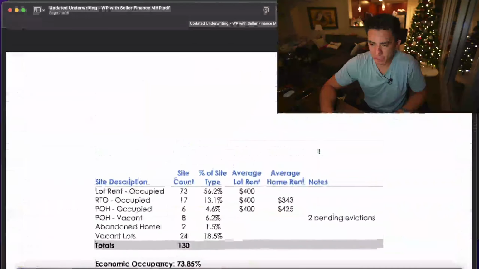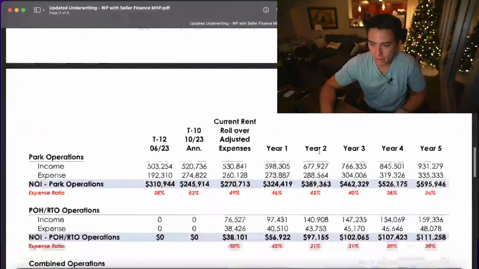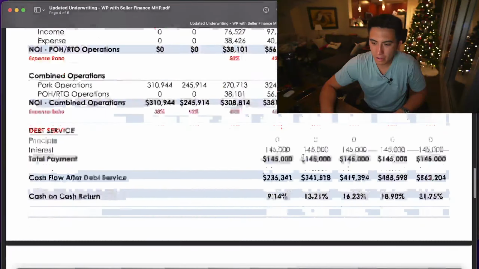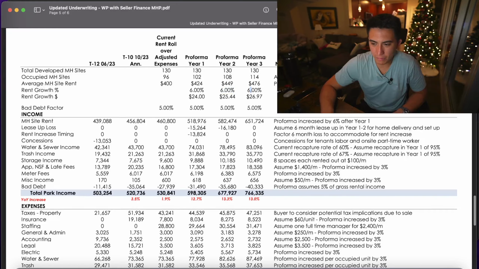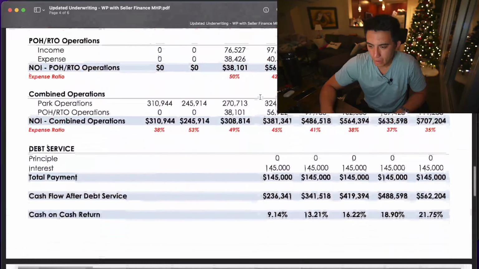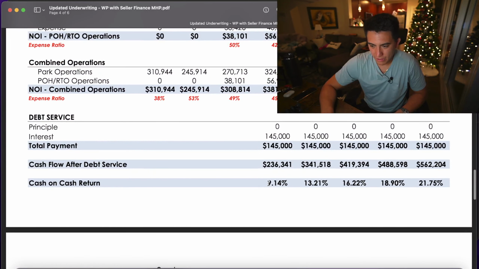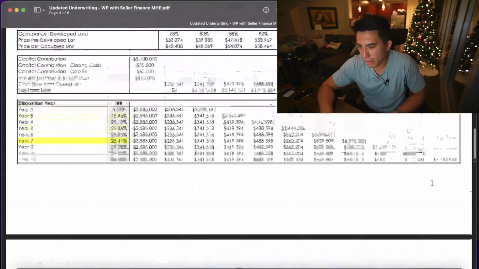And now we projected this. This is not a high growth area. So we only have, just for the advanced guys, 6% rent growth in the area. We're assuming you fill the occupancy by 6 each year. This is what that looks like, cash on cash returns. Year one's 9%, year two 13%, then 16%, 18%, 21%. Those are the years throughout.